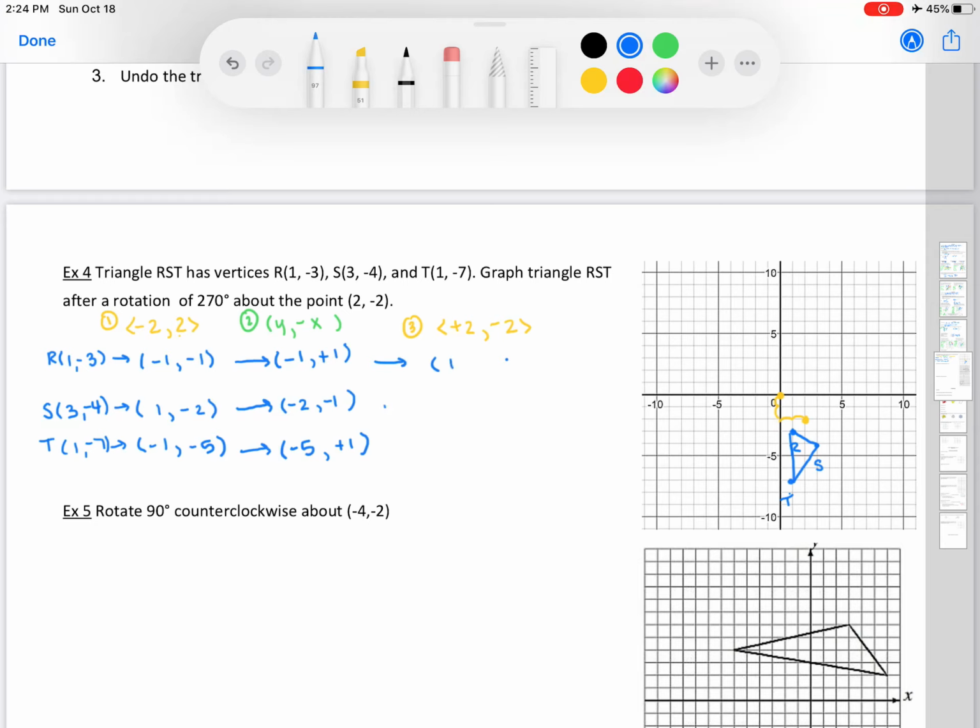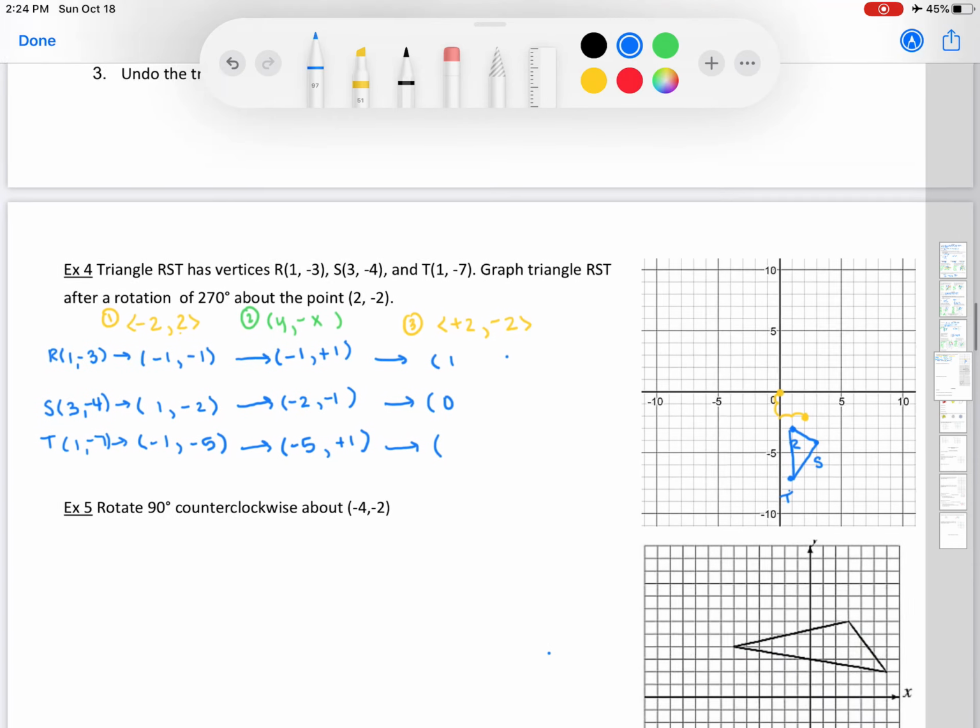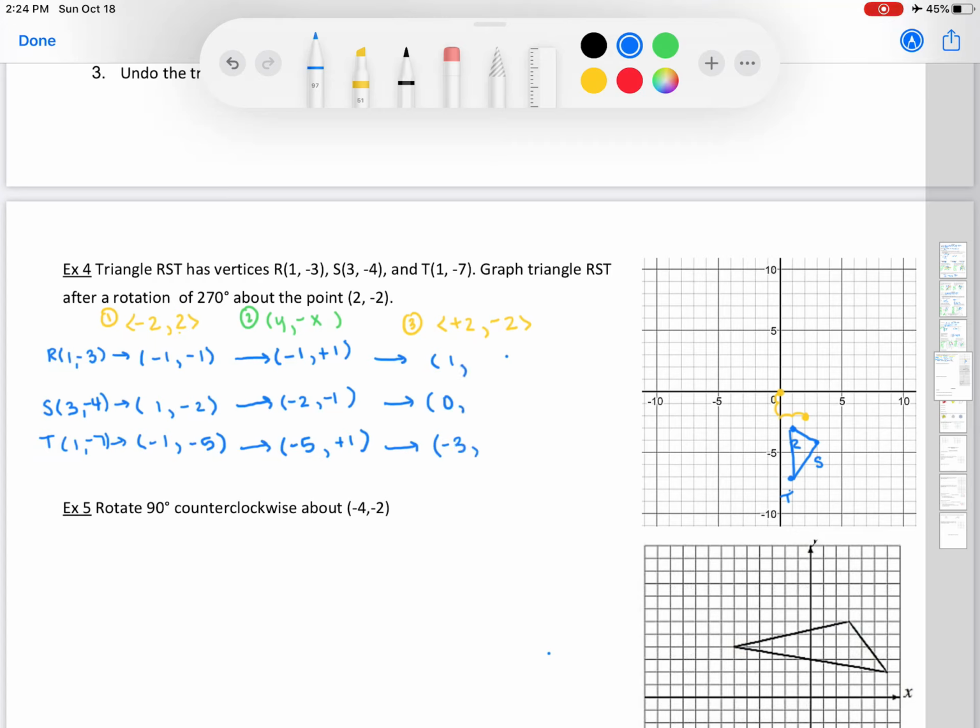Negative 1 plus 2 is going to give me a positive 1. So I'm adding 2 to all of those x coordinates that I found in step 2. Negative 2 plus 2 is going to give me 0. And negative 5 plus 2 is going to give me a negative 3.